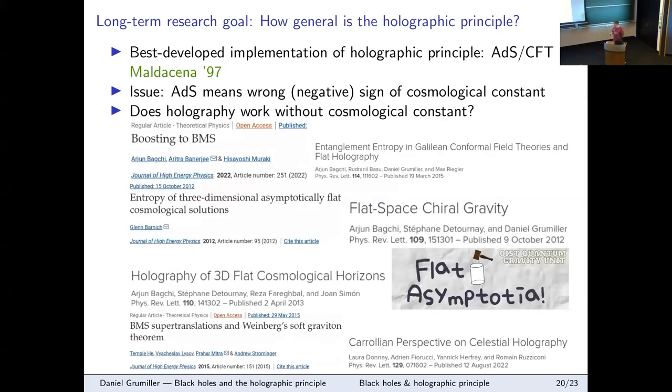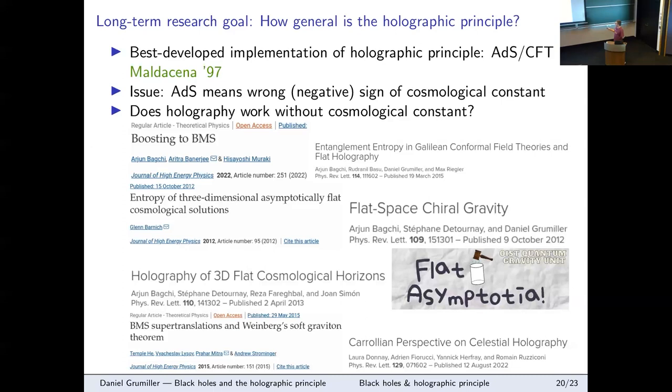So this question here is very general, and usually with general questions, you have to break them down to make some progress. So one particular instance of that question is, does holography work without a cosmological constant? And here I just flashed some random publications that deal with this question. They have appeared in the past decade.